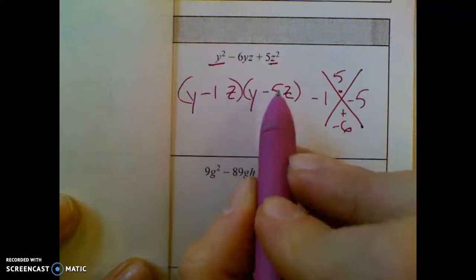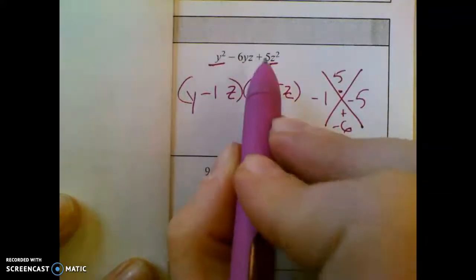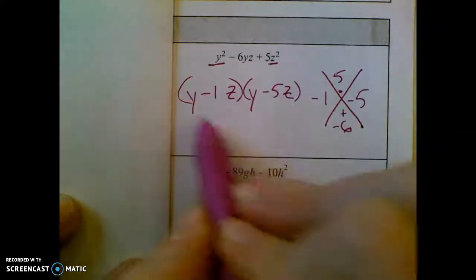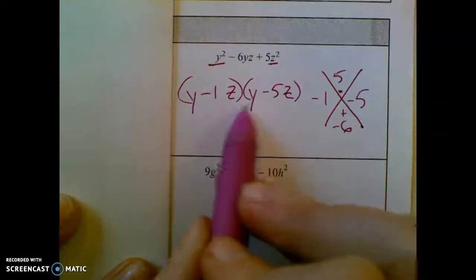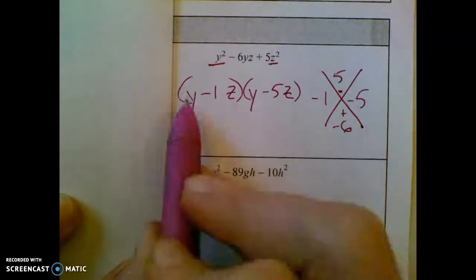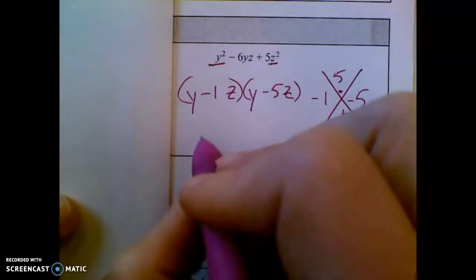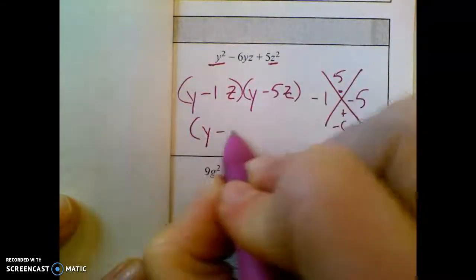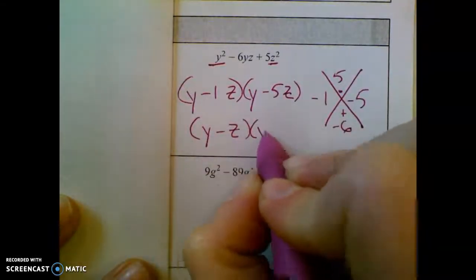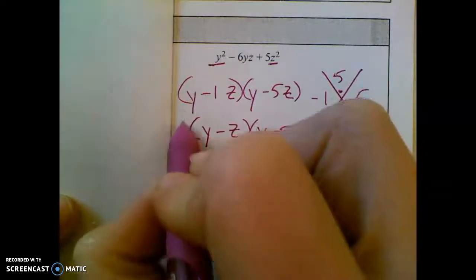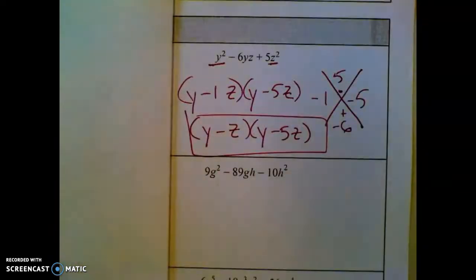-1z times -5z is going to give me a positive 5z squared. If I check my inner and outer products, I'm going to have a -1yz and a -5yz together, giving me a -6yz. We don't normally write a 1, so I'm just going to write that again. It's y minus z and y minus 5z. And that's your final answer.